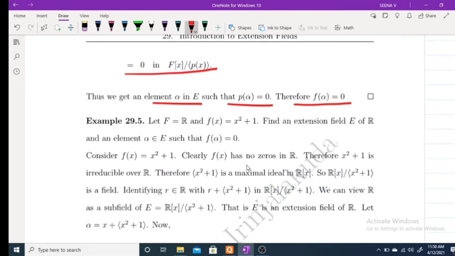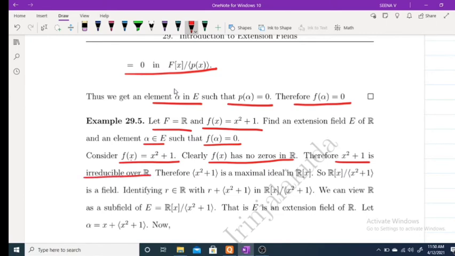Now, moving to one example. Let F equal R and f(x) equal x square plus 1. We have to find an extension field E of R and an element alpha belonging to E such that f(alpha) equals 0. For f(x), you have to factorize this. Clearly f(x) has no zeros in R. Therefore, x square plus 1 is irreducible over R.